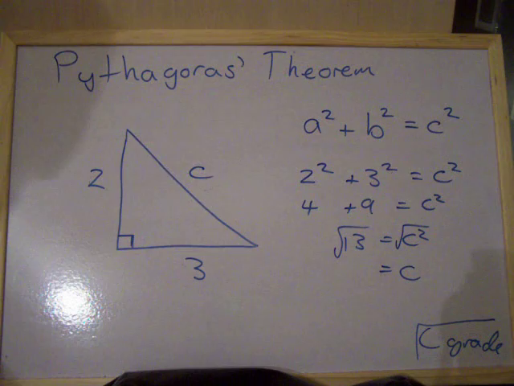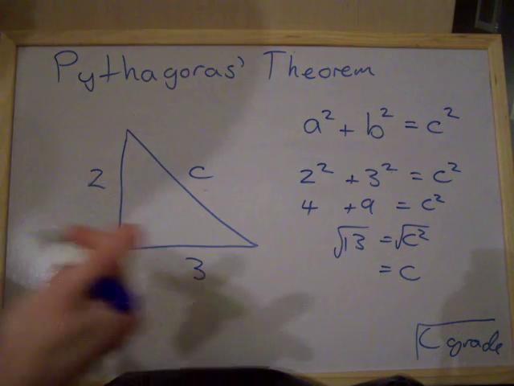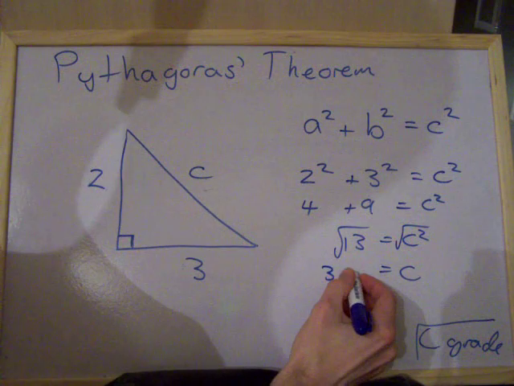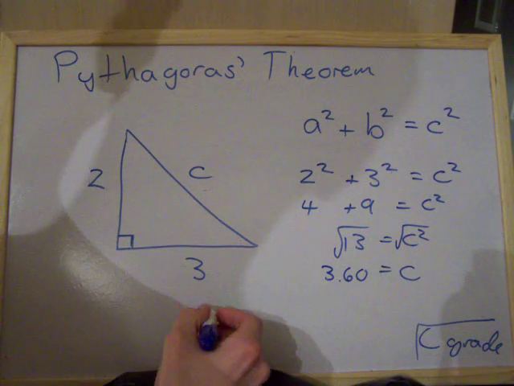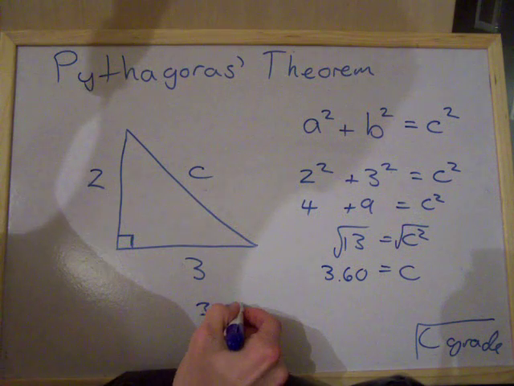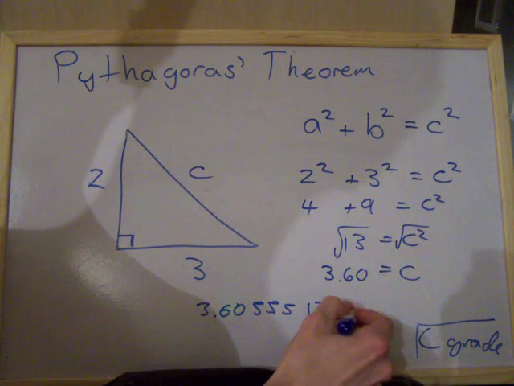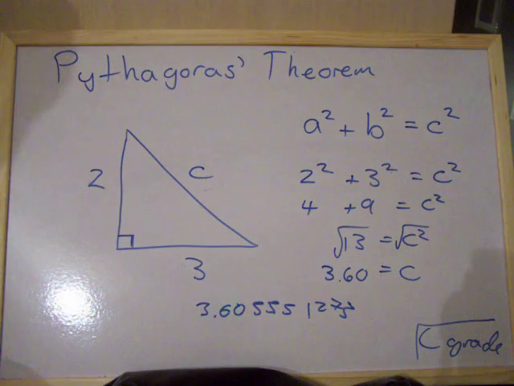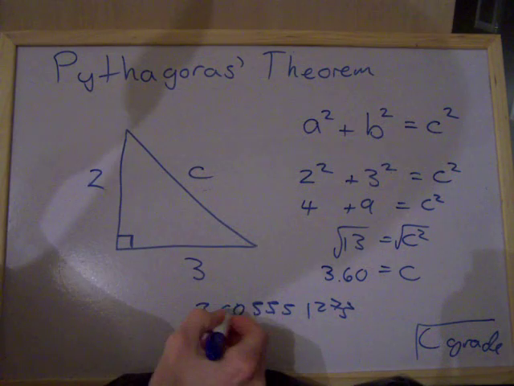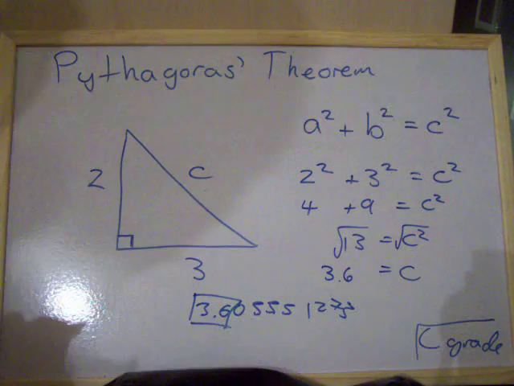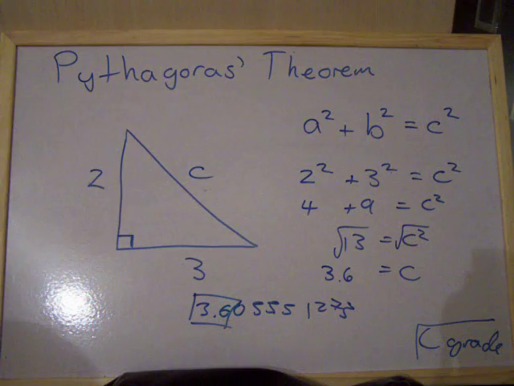Then into my calculator I type the square root of 13, and that comes out as 3.605551275, but I'm not really interested in that. 3.60, I'm going to do to one decimal place, roughly 3.6. Okay, so C equals 3.6 in this case.